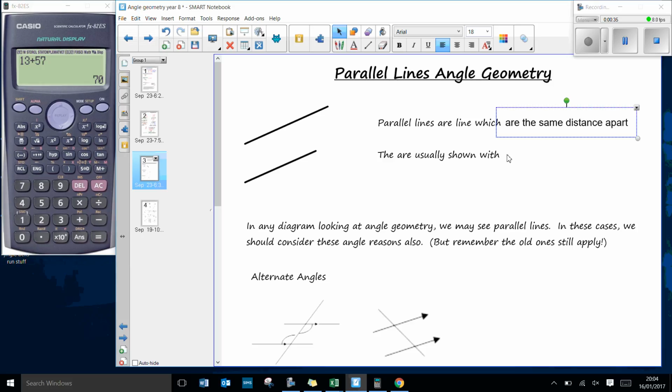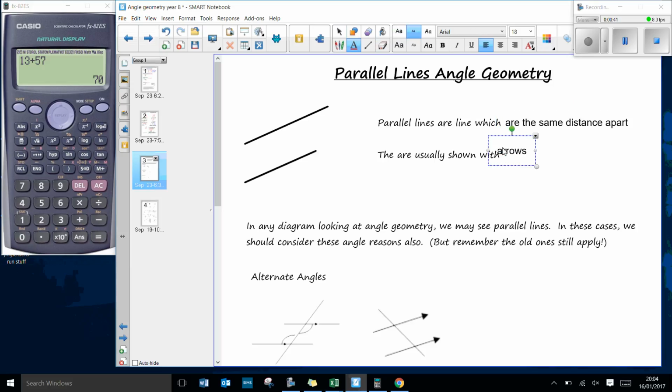And they are usually shown with arrows on the lines. So the same symbol will be on both lines that are parallel. So for example, if we had these two here, we may have two lines showing that there's two lines. It's just like two arrows on each showing that they're parallel to each other.